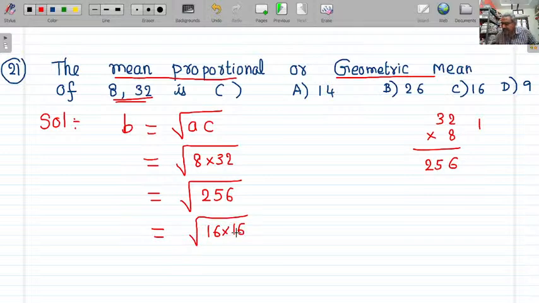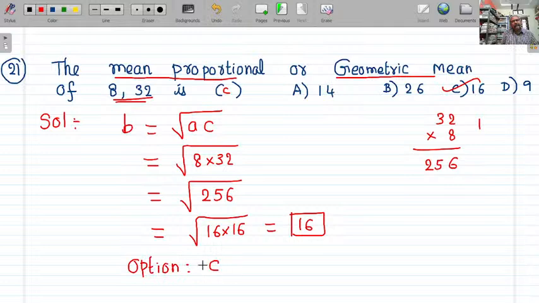Yes, your answer is correct. Option C is absolutely correct. Right. Let us move to yet another problem.